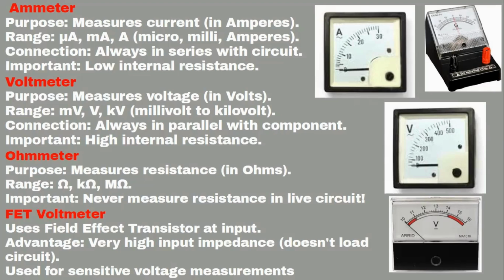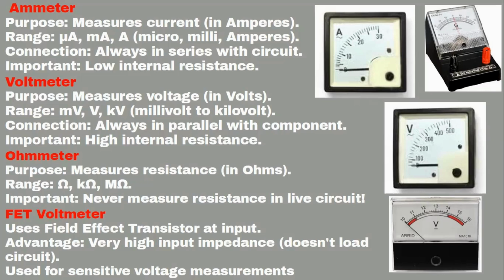Okay, ohms, that is the omega symbol, you understand. Ohms, kiloohms, megohms. Important: never measure resistance in a live circuit. That means when the supply or current is flowing in a circuit, you should not use an ohmmeter or a multimeter in the ohms range. Please remember that this is very, very important.